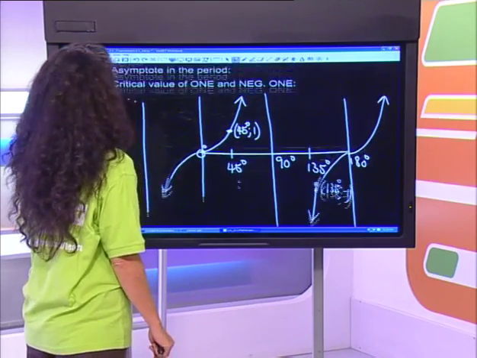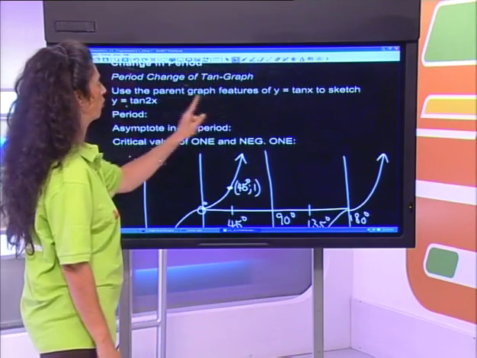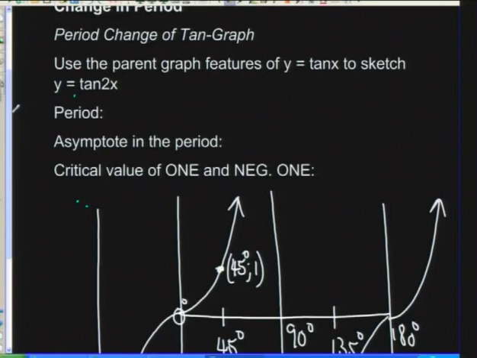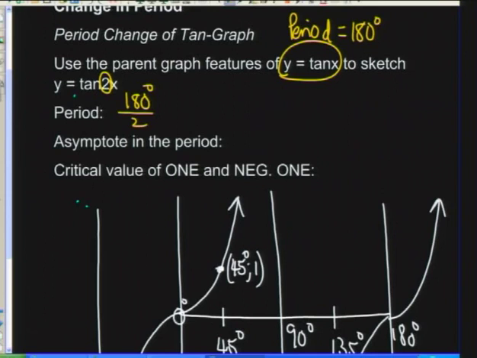Okay, so let's go back over here. Use the parent graph feature. Whatever we found about the tan graph, we get period 180, halfway an asymptote, and halfway a special point. So we're going to do the same thing for tan 2x. What's the new period? Well, what is the period of the parent graph? It takes us 180 degrees. So the new period is going to be 180 degrees divided by the coefficient, which gives us 90 degrees.